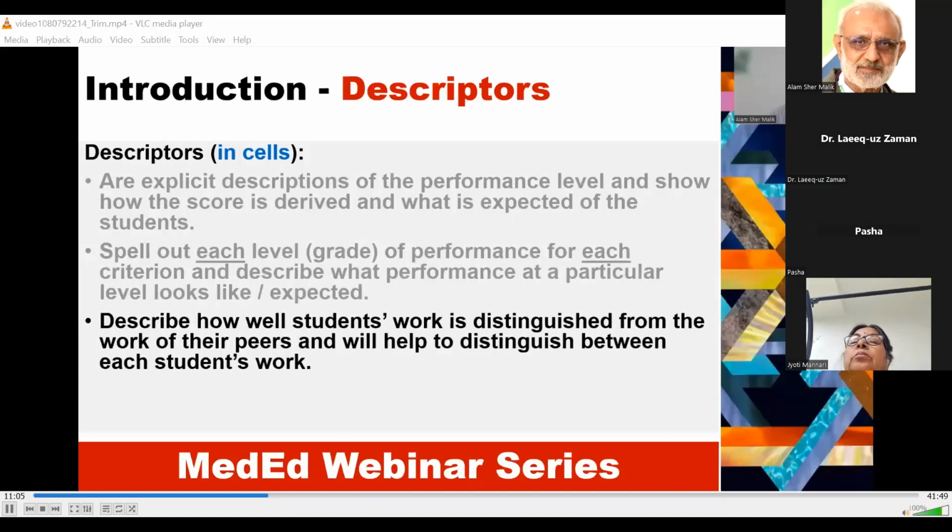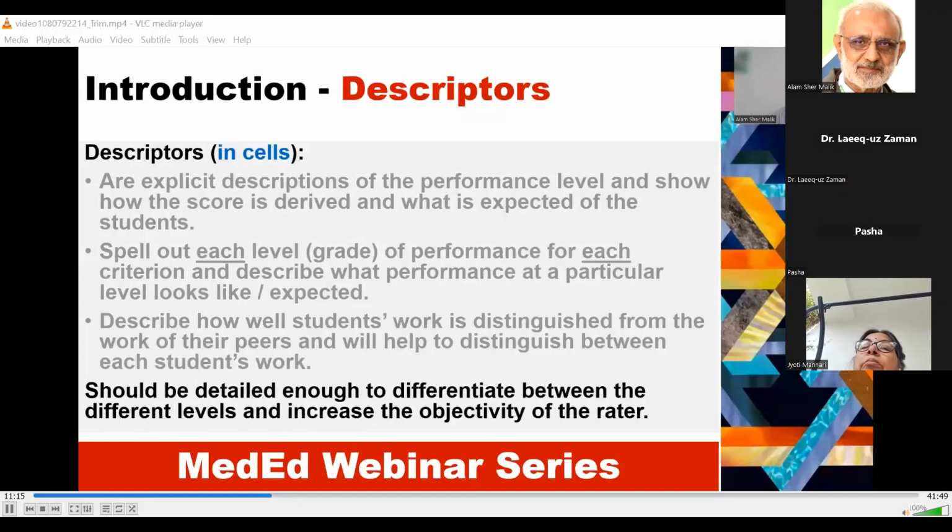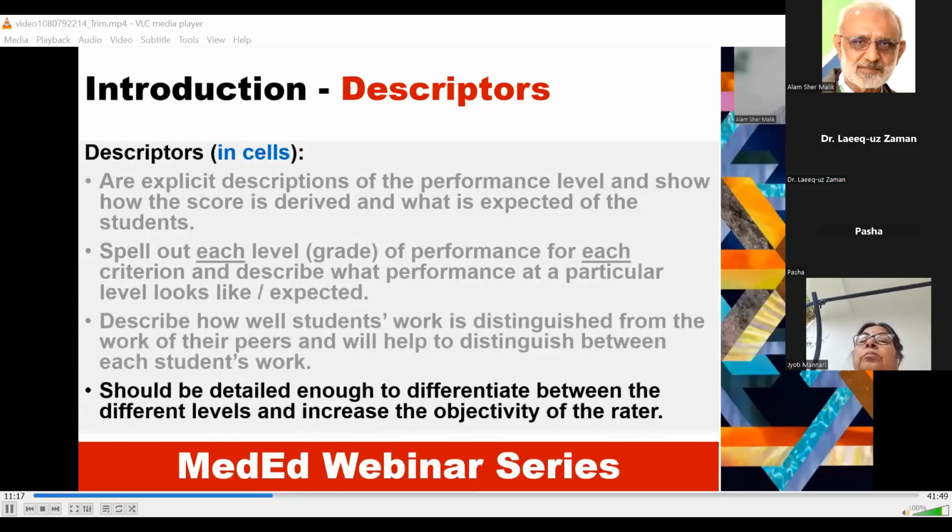Descriptors describe how well students' work is distinguished from the work of their peers and will help to distinguish between each student's work. Descriptors should be detailed enough to differentiate between the different levels and increase the objectivity of the rater.